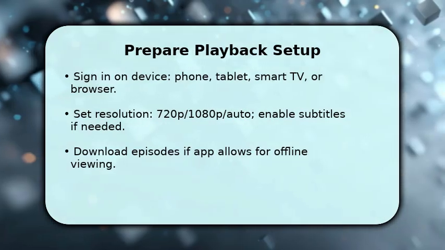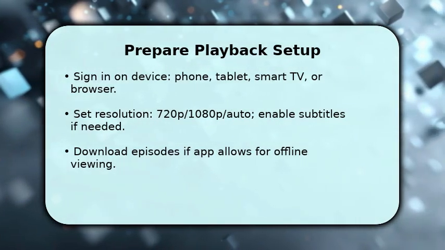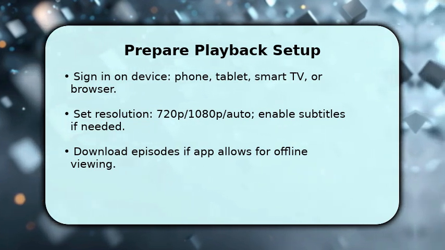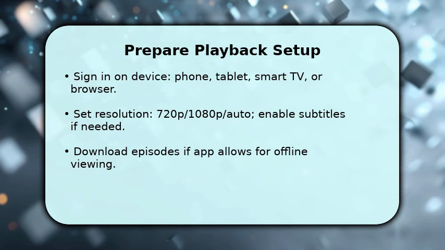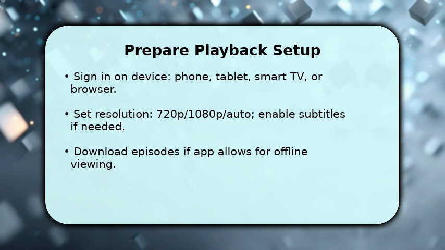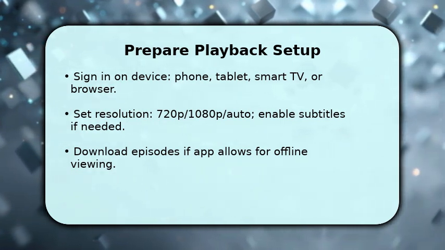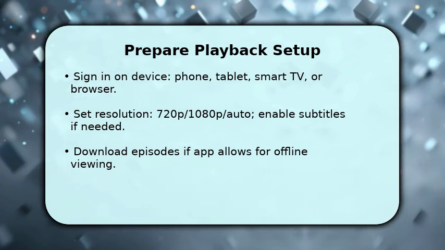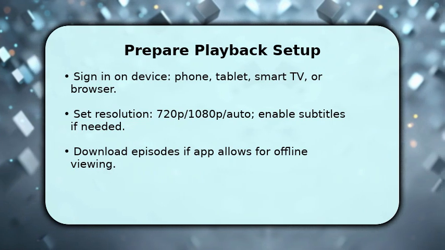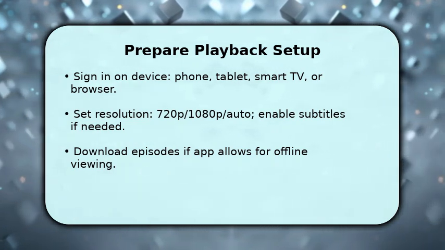Once you have access, set up the device you'll use to watch. Sign in on the app or website and pick a primary device to avoid repeated logins. Configure playback quality based on your internet. Choose 720p or 1080p, or use auto to conserve bandwidth. Enable subtitles or audio descriptions as desired. If you plan to watch offline, download the episode within the app before you go offline, and make sure you have sufficient storage and the latest app version.